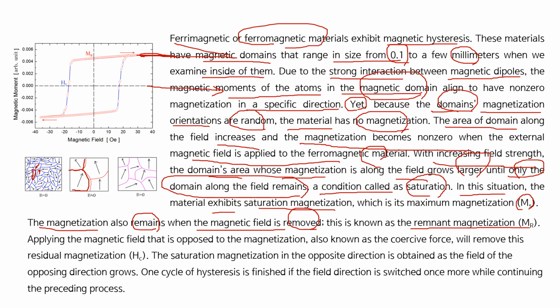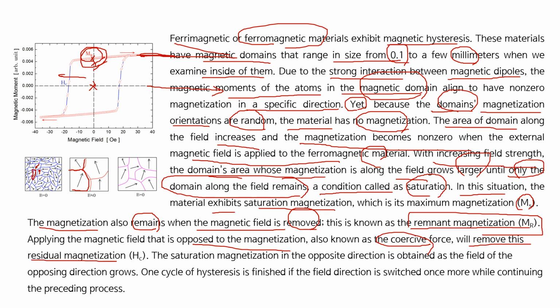If we remove the magnetic field at this position, so the magnetic field is zero, but there is still some magnetization. So we call this remnant magnetization. Applying a magnetic field that is opposed to the magnetization, so in the opposite direction, this direction, also known as coercive force, will remove this residual magnetization.